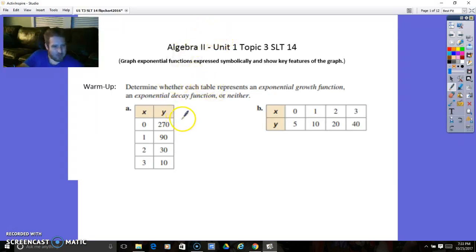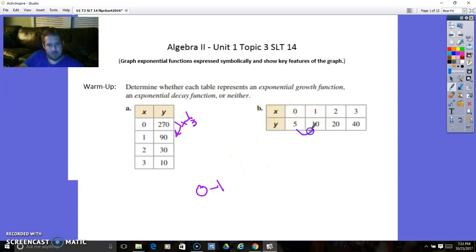First we're going to talk about exponential growth versus exponential decay. Growth means it's getting larger, decay means it's getting smaller. So 0, 1, 2, 3, 4 is the domain, and the range is going from 270 to 90 to 30 to 10, which means it's getting smaller. So this is actually times 1/3. Anytime you have a rate which is between 0 and 1, then you're talking about decay. So basically any proper fraction.